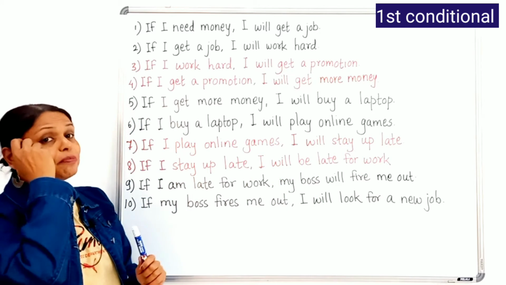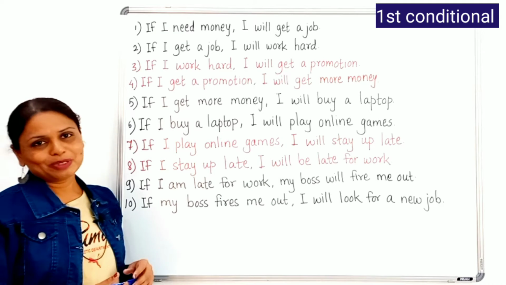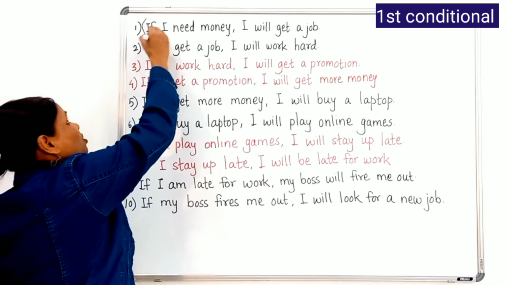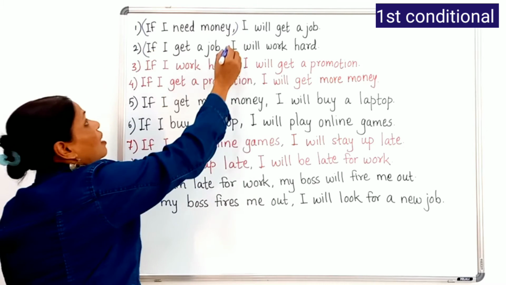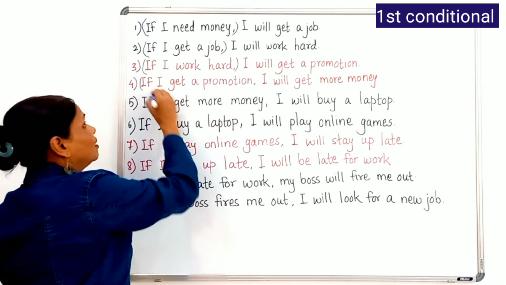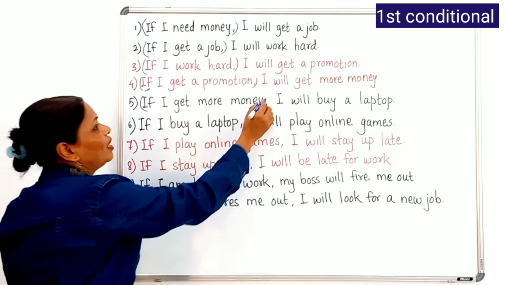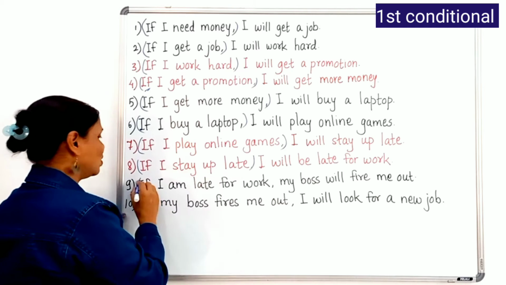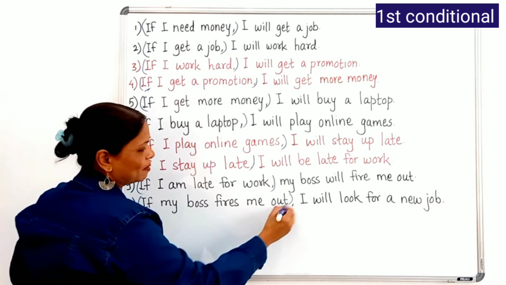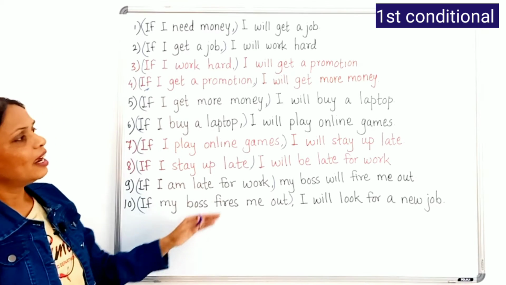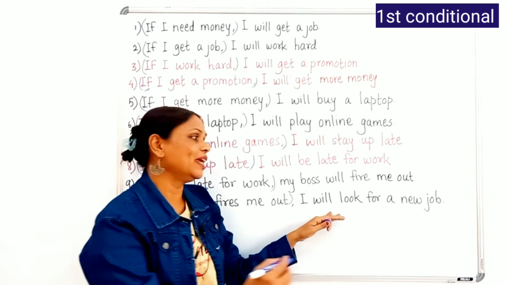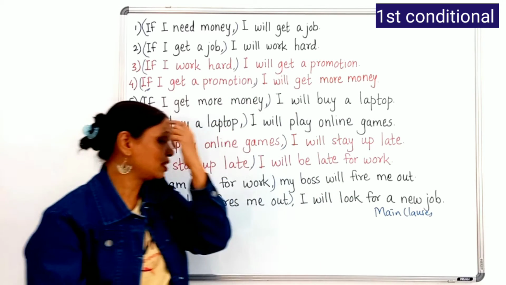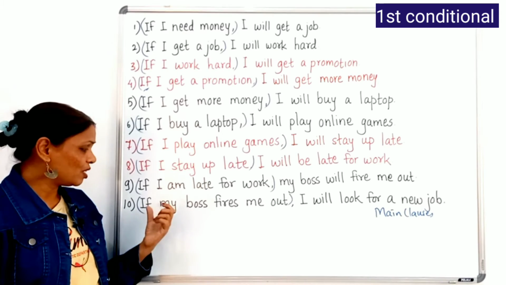So let's see what is the pattern that is used here. First, we need to understand where the if clause is and where the main clause is. Let's mark all the if clauses in the sentences. The clause that begins with an if is called an if clause. I told the same in the first episode also. I am repeating here as well. If my boss fires me out. All these are if clauses and the remaining part of the sentence is called a main clause. These are all main clauses.